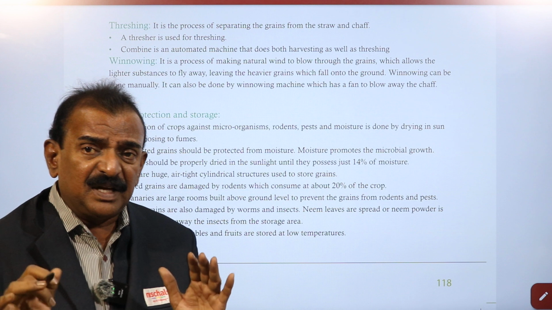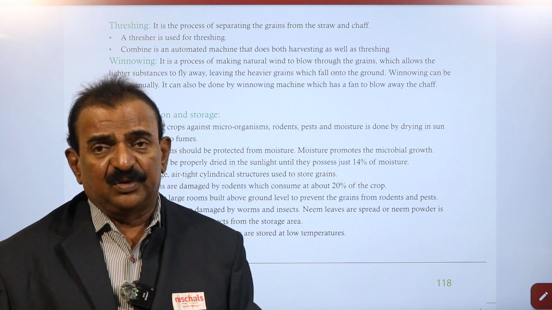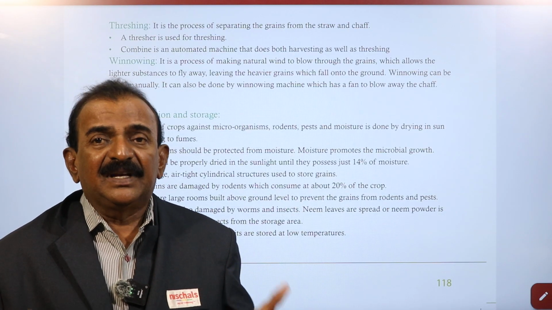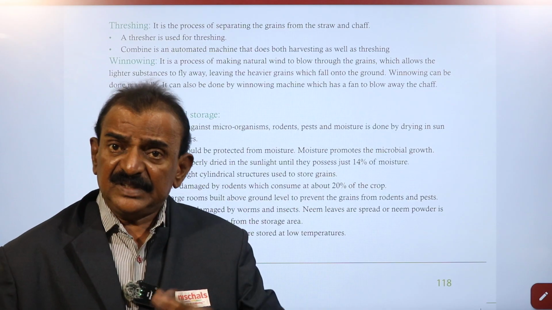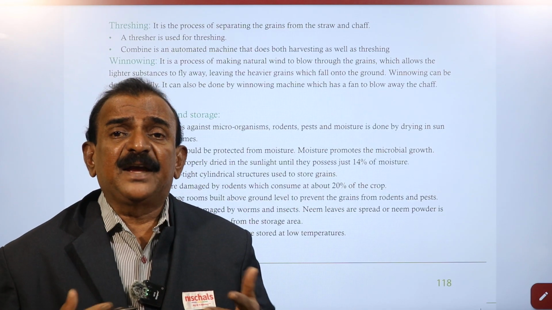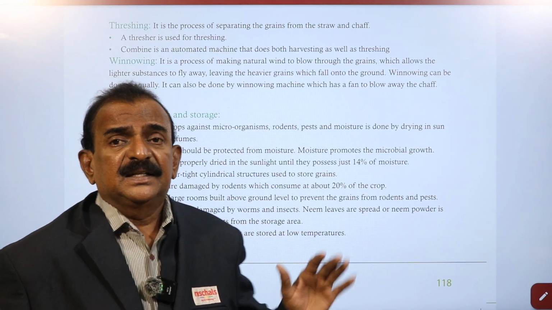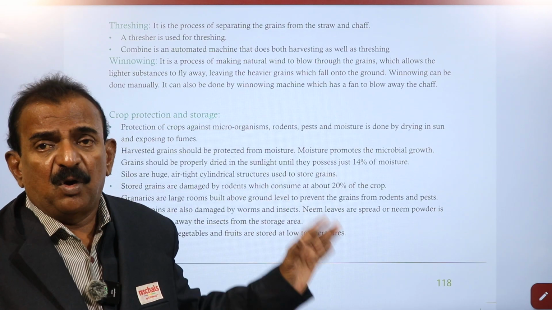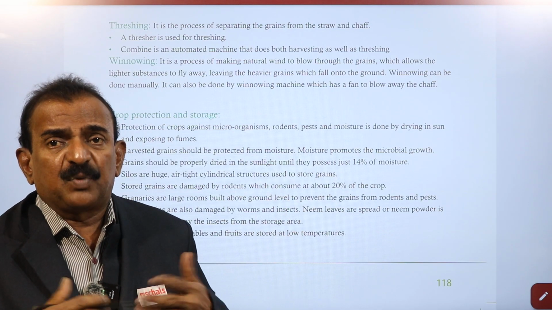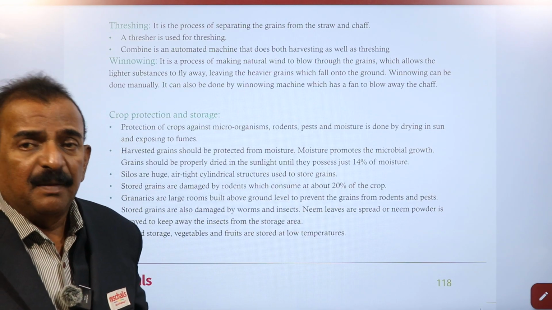So here farmers need to use neem leaves or neem powder, and neem powder or neem leaves act as an insecticide, and they do not allow the microbes to grow. So here farmers need to mix these neem powder or neem leaves in the food grain, and it protects the food grains from being affected by microbes.